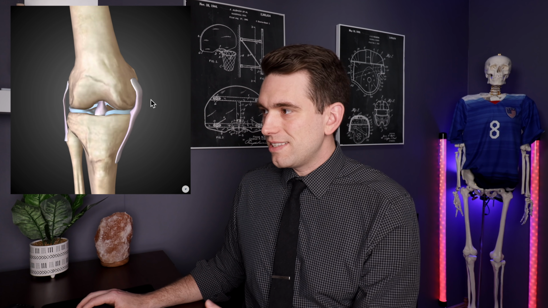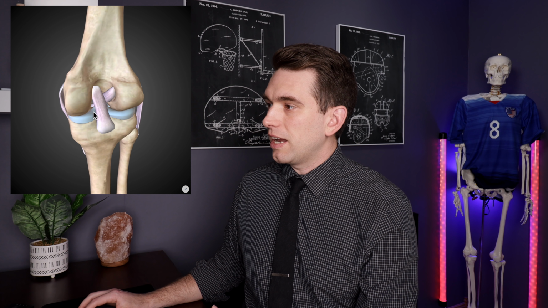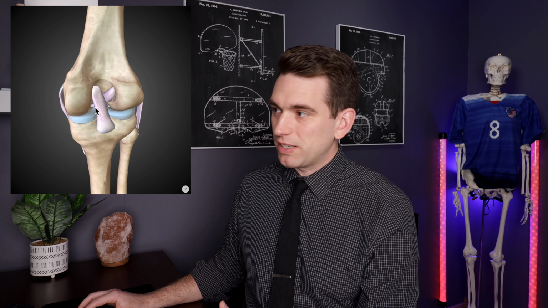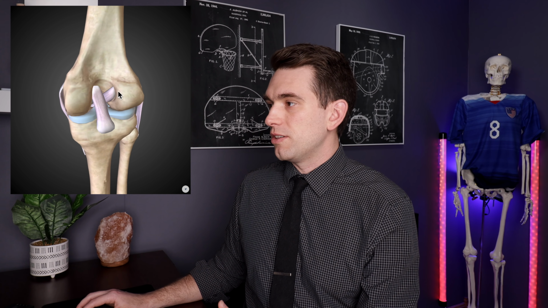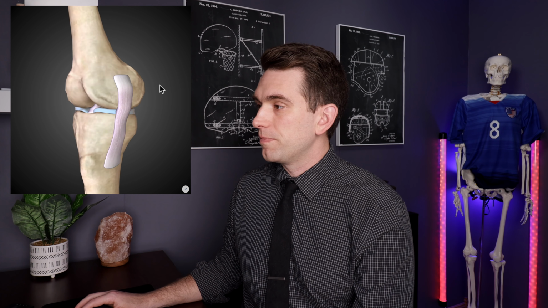Now, in regards to the ACL, if we look here, you can see how there is sort of an angle that the ACL takes within the knee. It runs from the anterior medial aspect of the tibia across the knee to the lateral aspect of the femur. So it runs at a little bit of an angle here.